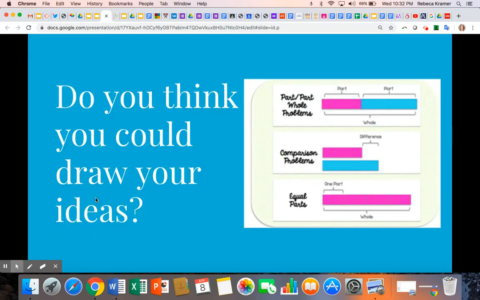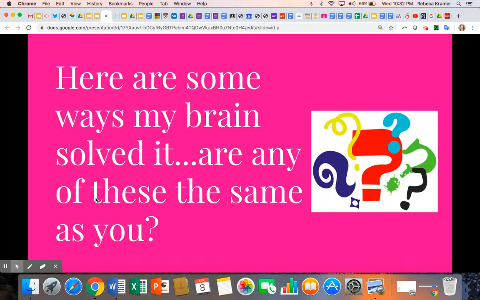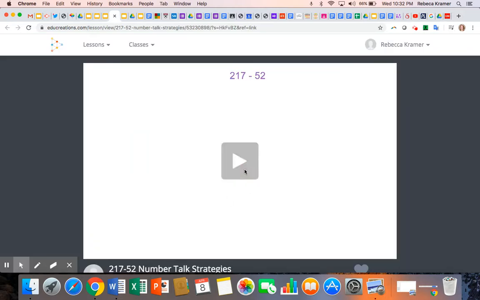Do you think you could draw your ideas? A bar model may be helpful. Here are some of the ways my brain solved it. Are any of these the same as you? Take a look and see.